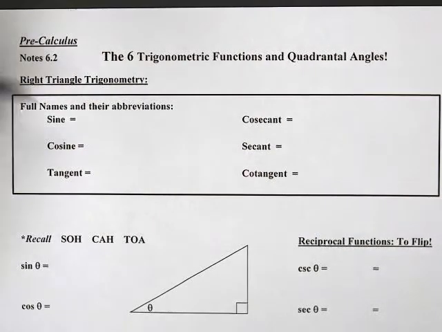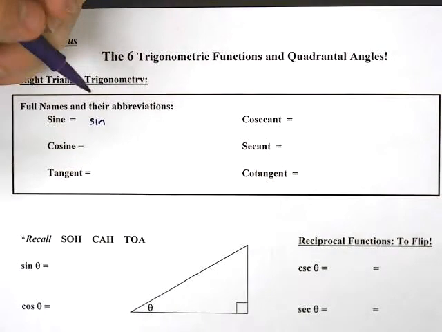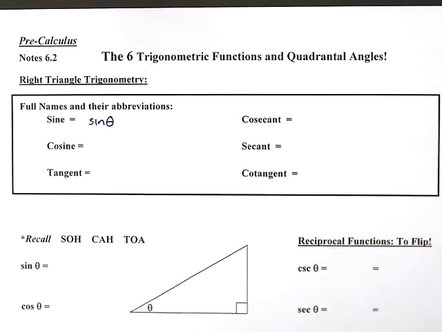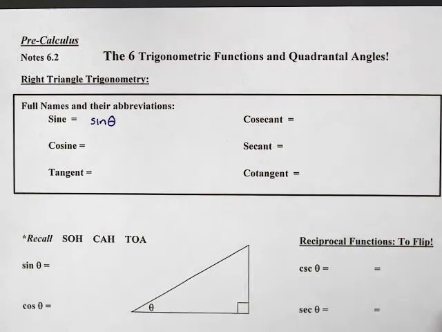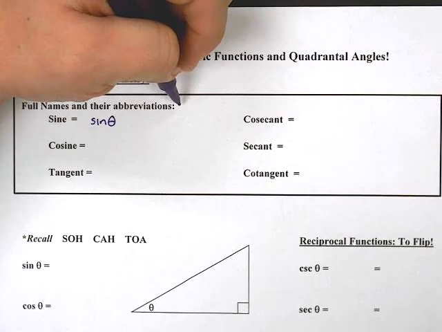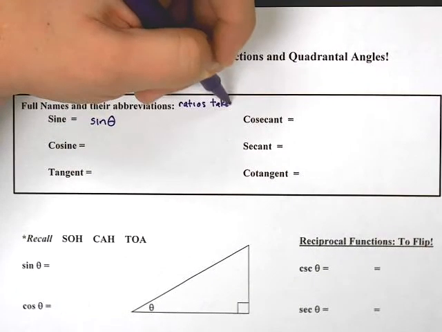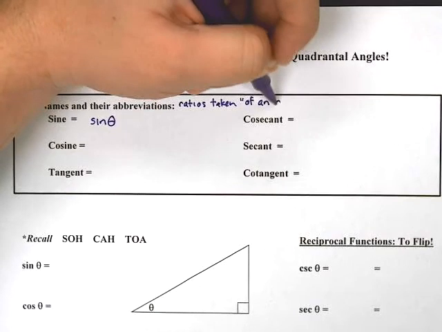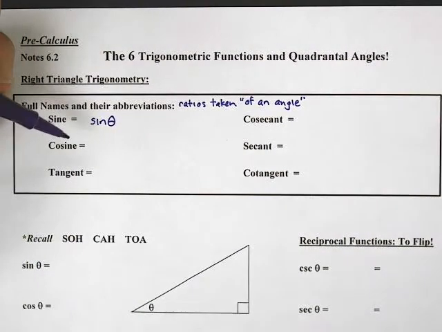When we want to talk about the sine ratio or the sine function, we use sin. Don't say sin, just say sine. And then it's of an angle, so I put a theta. Sometimes you'll see it with an x. Okay, it doesn't matter. Sometimes you'll see it with a letter. All I want you to understand is that all of these ratios are taken of an angle. So if you see one of these functions, an angle always has to follow it.